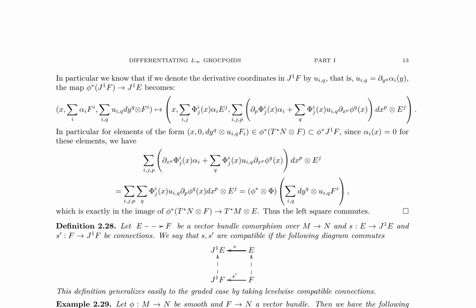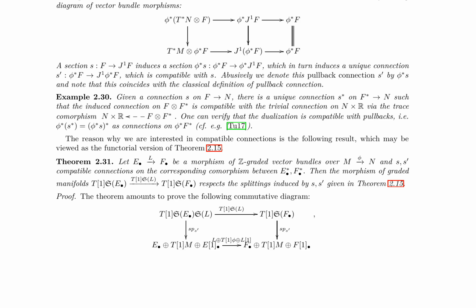The concept of compatible connections in vector bundle comorphisms is central to the discussion. It begins with the derivative coordinates in J1F and their transformation under the map phi asterisk operator, J1F right pointing arrow J1E. The definition of compatible connections is then illustrated through examples involving pullbacks and dualizations.